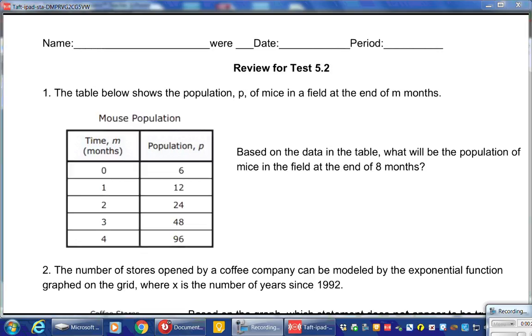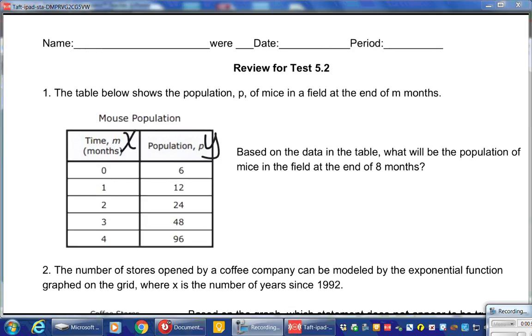So here I see that my table only goes up to 4 months. So what we have to do is write an exponential regression from this data. And then we're going to replace x with 8. Or m. Here we have m. So let's go ahead and change those to x and y.